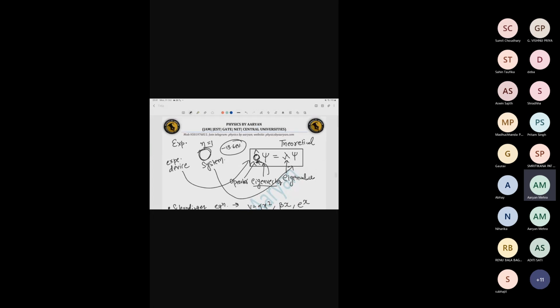Now, if I ask you, what is an eigenvector? I say this is an eigenvector, but eigenvector of what? Eigenvector of this operator phi? No. An eigenvector is a state, but it is a state of which operator? Of this operator. What do I mean by this? Very simple. Keep it very simple.